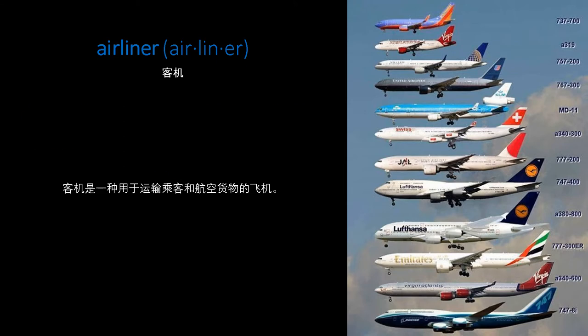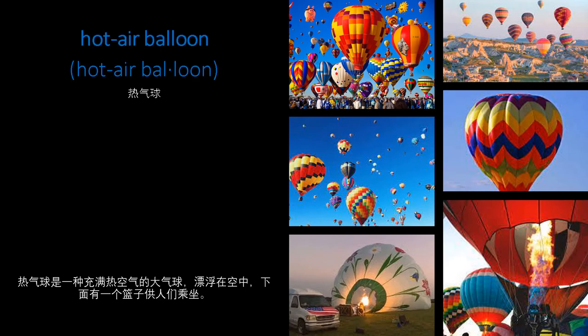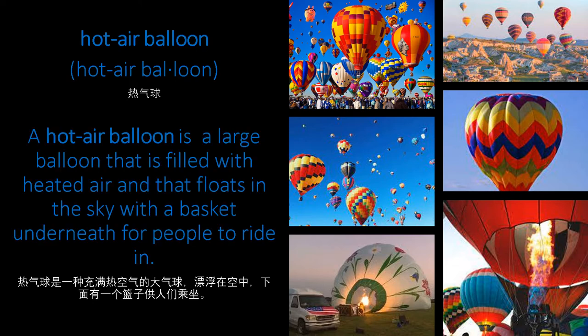Airliner. An airliner is a type of aircraft for transporting passengers and air cargo. Hot air balloon. A hot air balloon is a large balloon that is filled with heated air and that floats in the sky with a basket underneath for people to ride in.